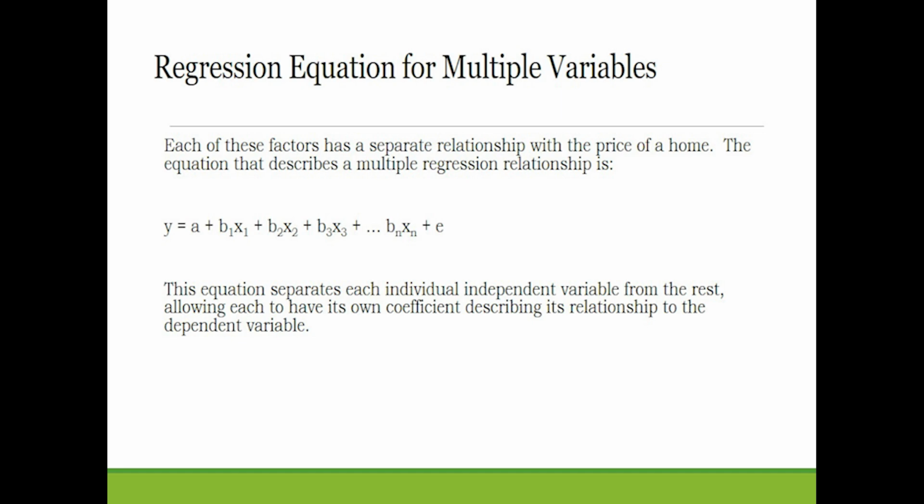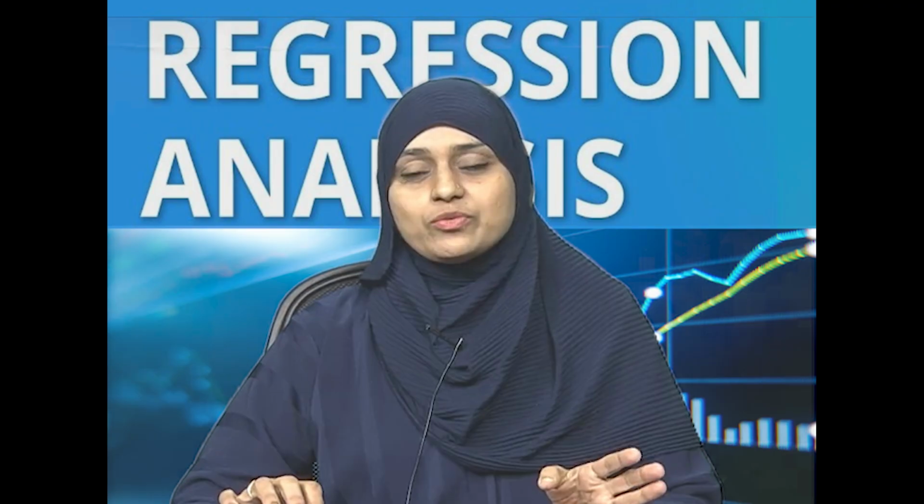So therefore y will now be expressed as y is equal to a plus b1 x1 plus b2 x2 plus b3 x3 up to bn xn, however many variables there are. That way we try to express the relationship between all these variables. This is for when you have multiple variables.